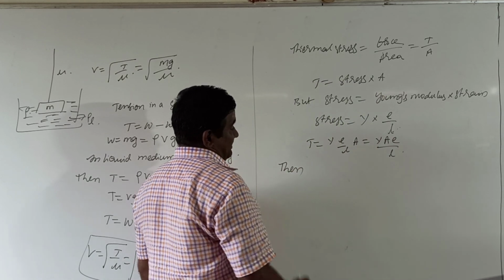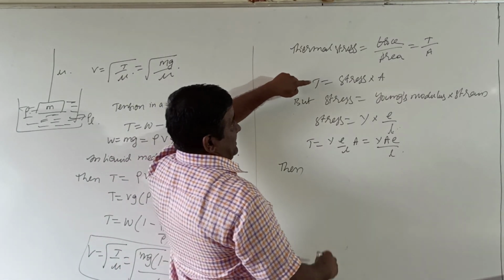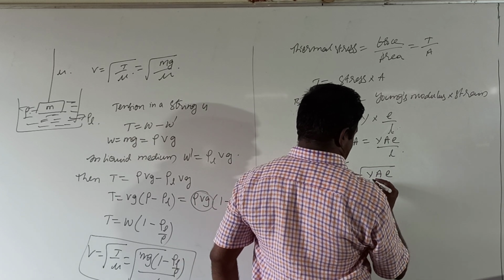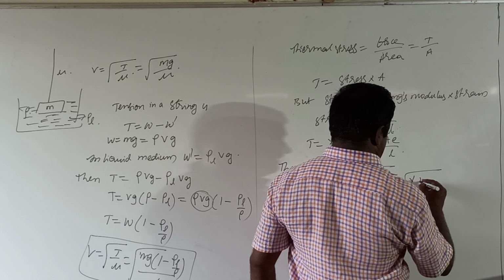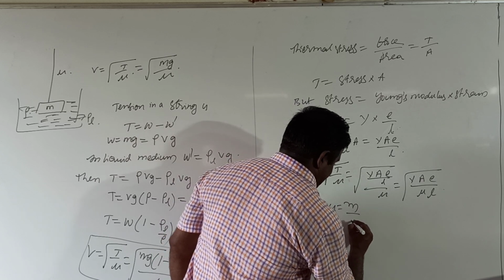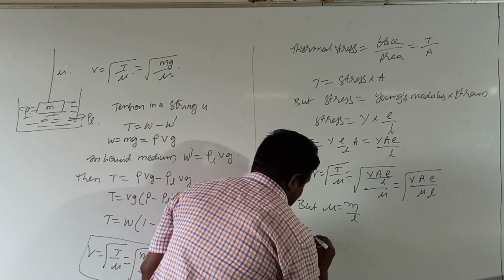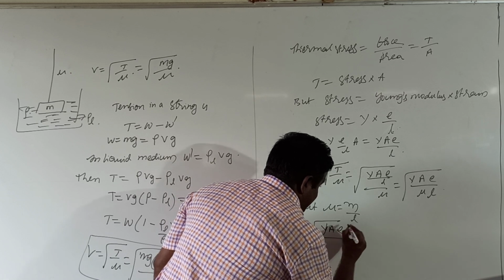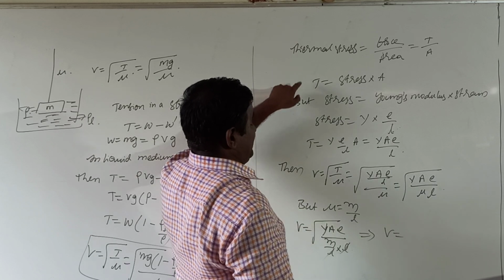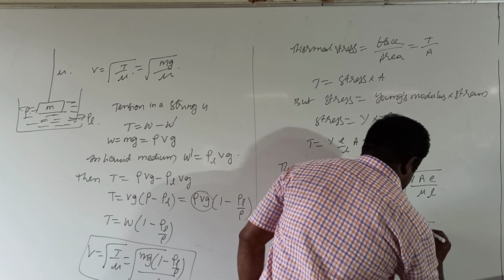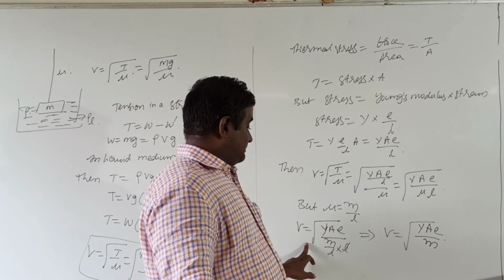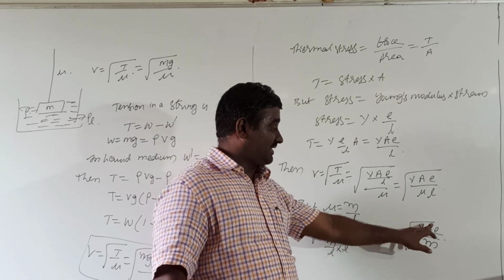Then the velocity of the transverse wave in a string when the tension is created by thermal strain is v equal to root over T by mu, which is equal to root over YAe by L by mu, which is root over YAe by mu L. But mu is the linear density, mass by length, so v equal to root over YAe by (M by L into L). L gets cancelled. Then the velocity of the transverse wave in a string when the tension is created by thermal strain is v equal to root over YAe by M.